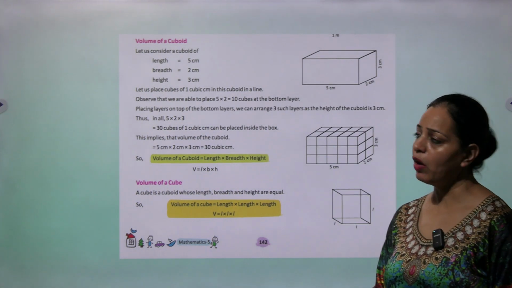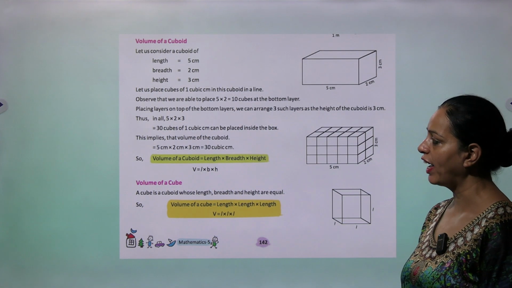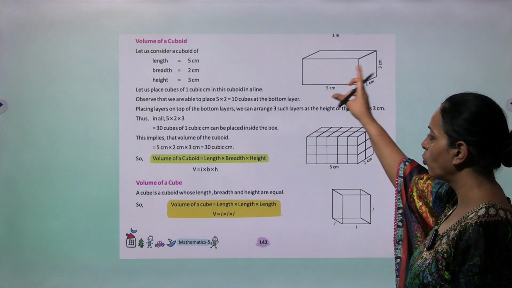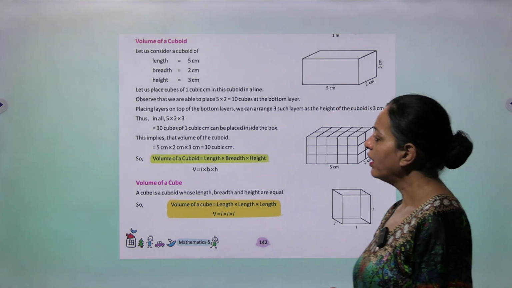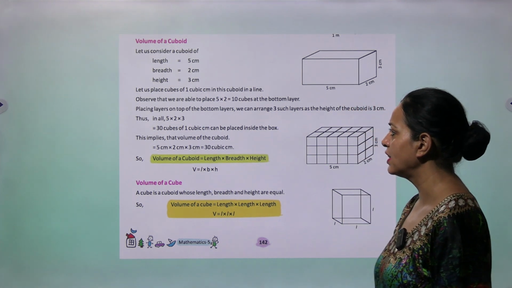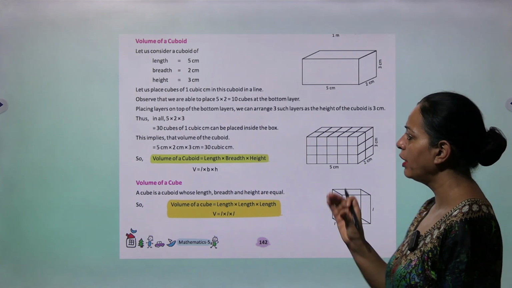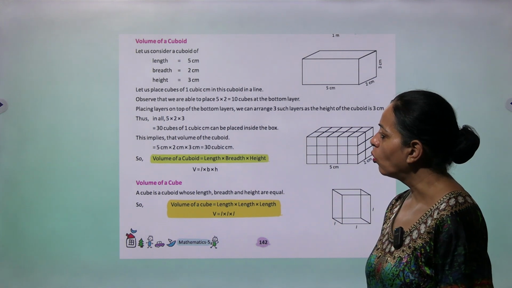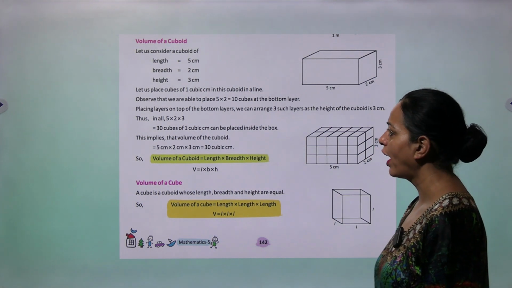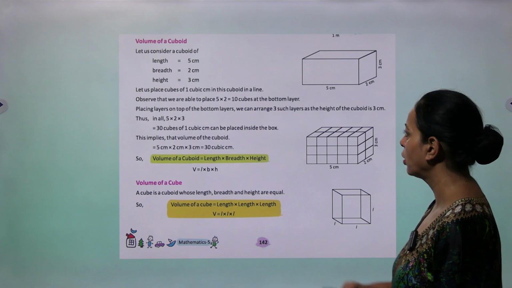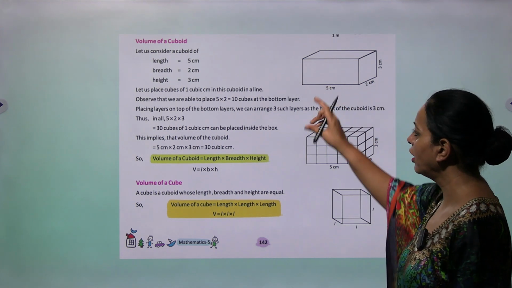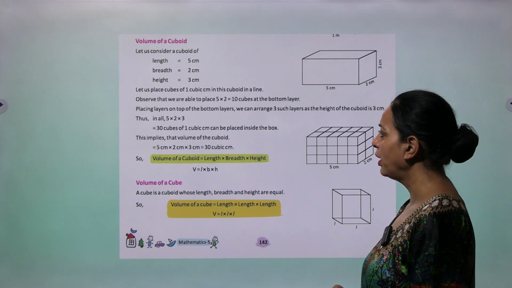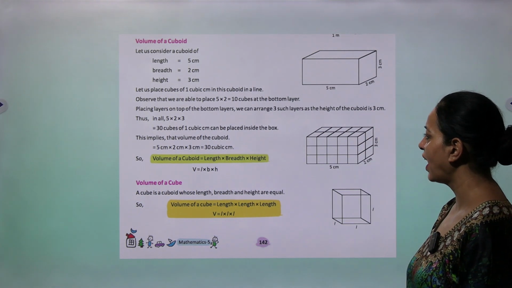Volume of a cuboid. Now let us consider a cuboid of length 5 centimeter, breadth 2 centimeter and height 3 centimeter. हमने cuboid shape ले ली. Okay, then let us place cubes of 1 cubic centimeter in this cuboid in a line. अब हमने 1 cube इसमें place करना start किया. So observe that we are able to place 5 into 2, 10 cubes at the bottom layer. Bottom layer पे हमने कितने cubes place कर दिए? 10.